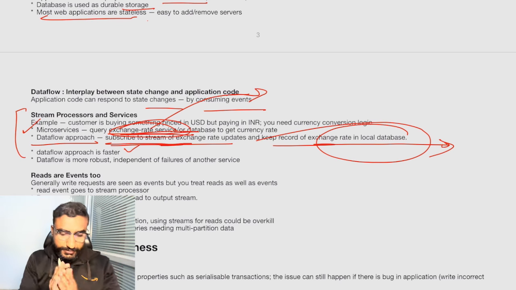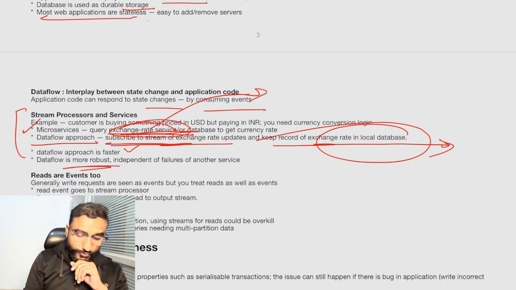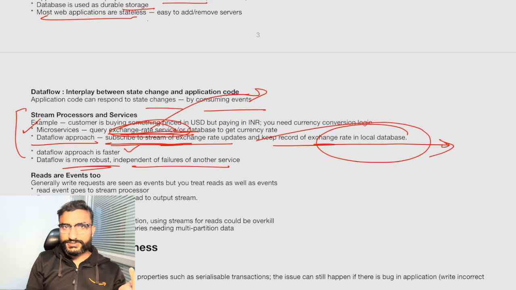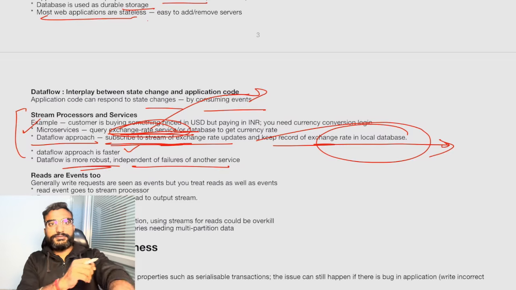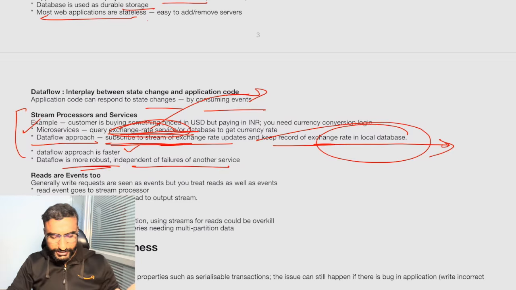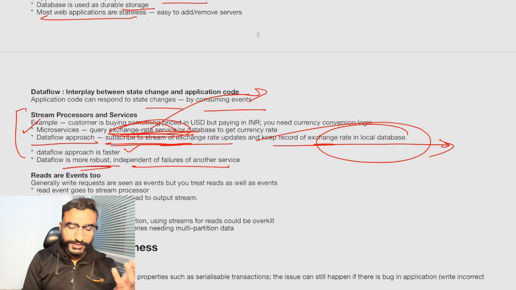And it is also more robust. Why is it more robust? Because it is independent of failures of another service. If another service is available or not available, I don't care about that. I will have the data in my local database, so I can directly use it. Local database, local cache, whatever data store you are using, I have that data, so I can use it.